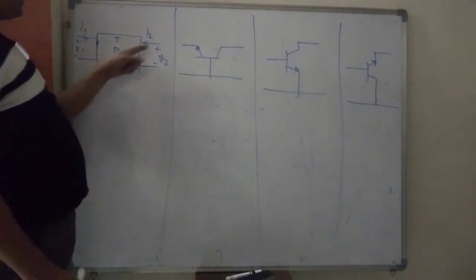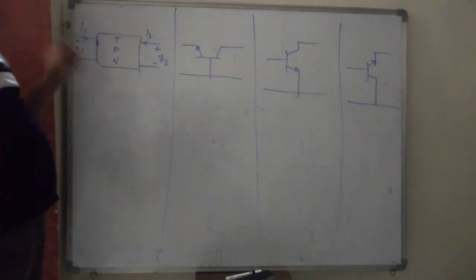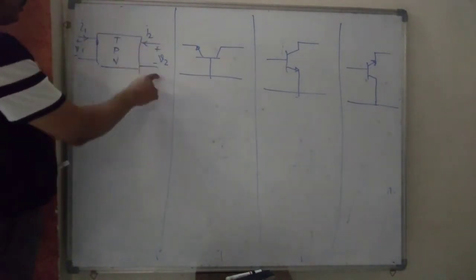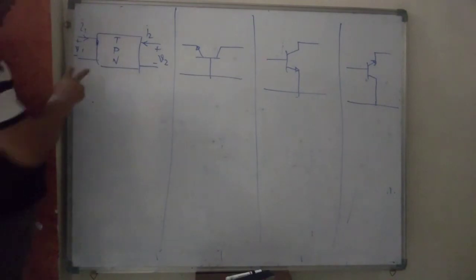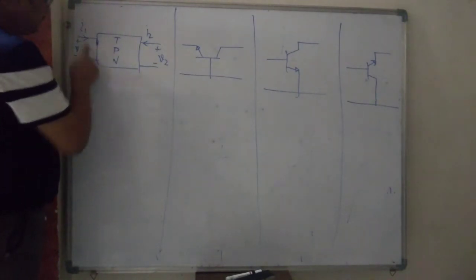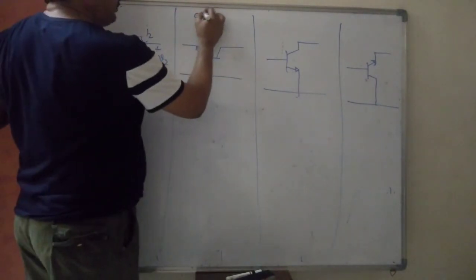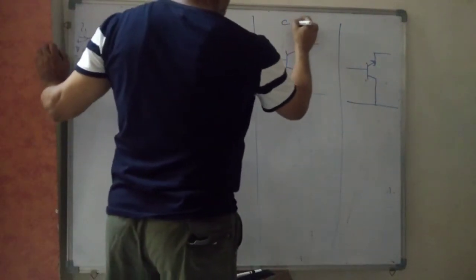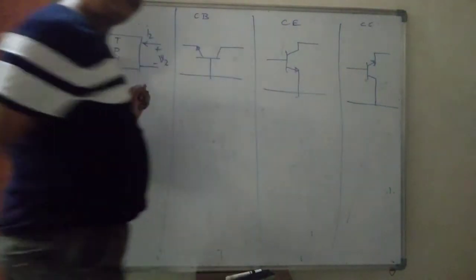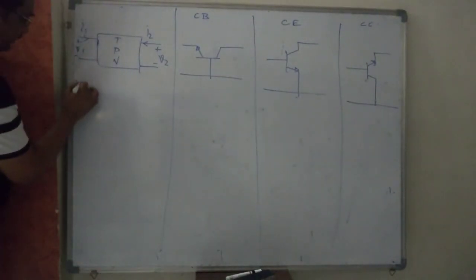Now this is general configuration, two port network. Input voltage, output voltage, input current, output current. Three terminals. This complete is common. This is input terminal. This is output terminal. So common base, first configuration. Common emitter and common collector. For this, we have just studied two equations.